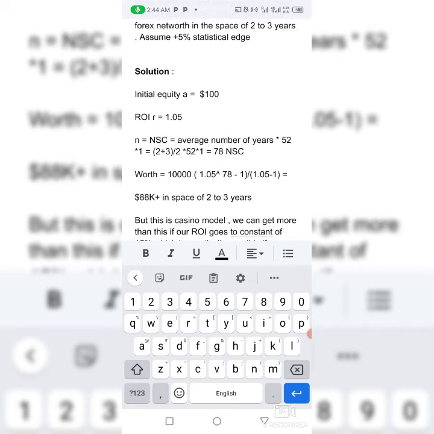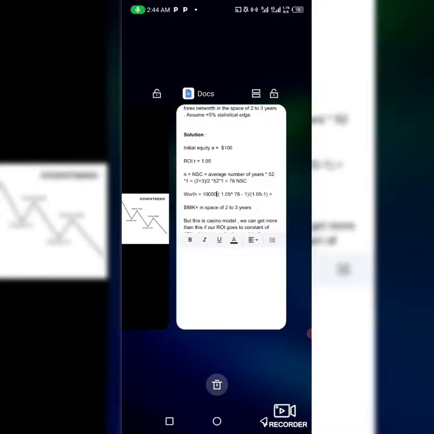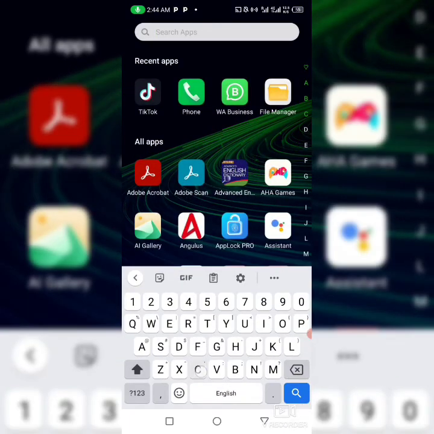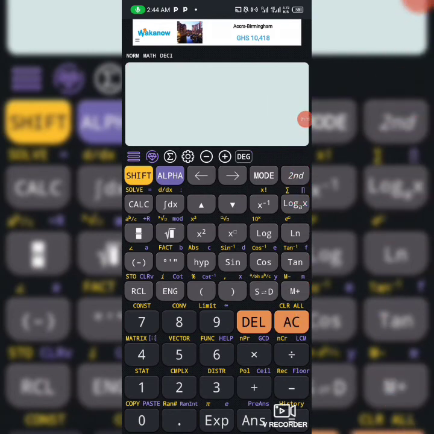It will go by 100,000. Like this is what I mean. Let's do the calculator. I'm not basing this on time; I assume that the time is constant. I vary the initial equity, like the NXC is constant, the net success cycle is constant. I vary the initial equity.